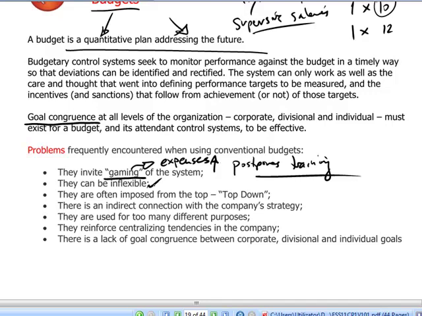Once they're set, to change them becomes a rather onerous bureaucratic process. Many employees have a feeling that the budget is imposed from the top and therefore is forced on them. Sometimes it's difficult to discern the connection between a budget which is relating to 1 year of planning with the company's strategy, which may embrace a multi-year set of objectives. Budgets are used for many different purposes.